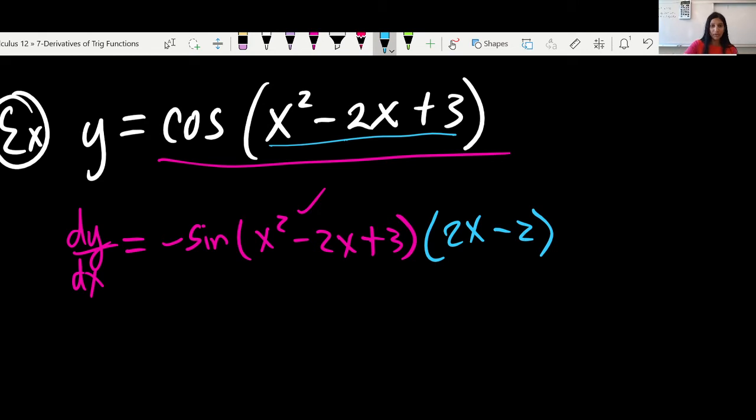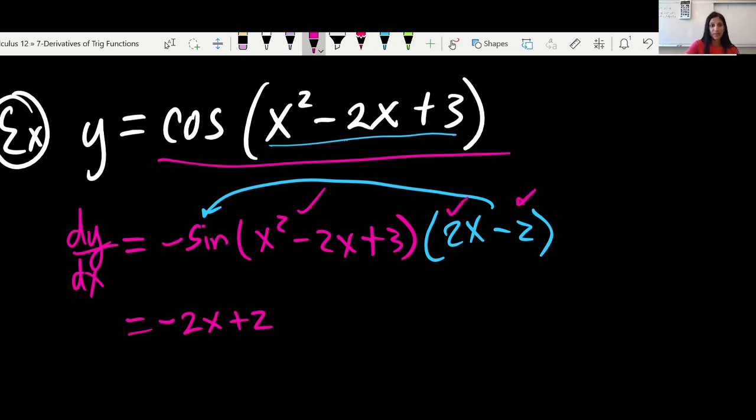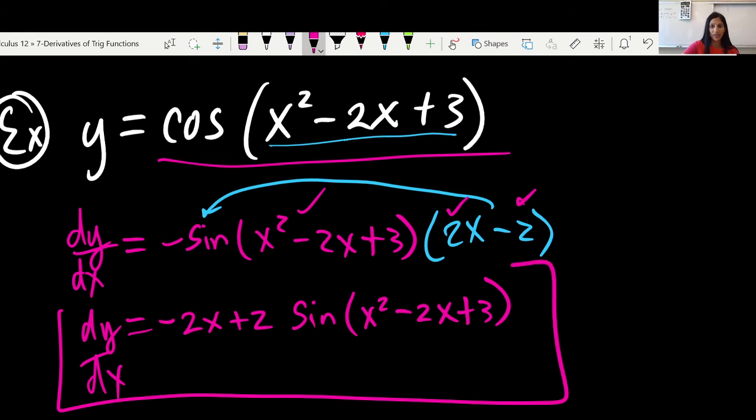And so when we put this together, it's probably easiest for us to clean this up by moving this out front and distributing that negative. So this becomes negative 2x plus 2, right, when I distribute that negative to both of these terms here and here. And then sine and everything inside, x squared minus 2x plus 3, like this. So dy dx, after working on all of this, ends up being this whole thing.